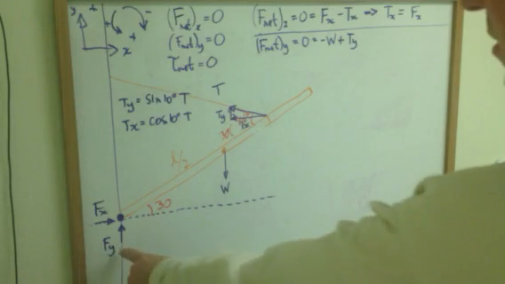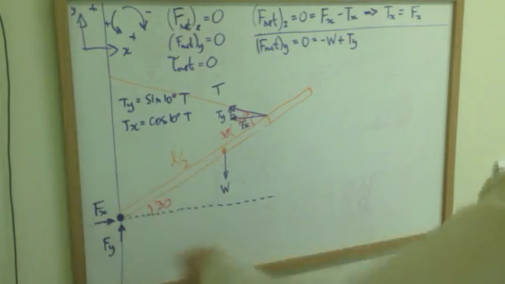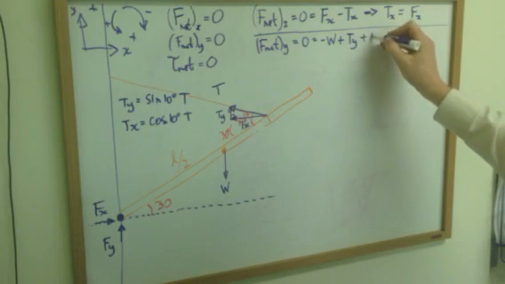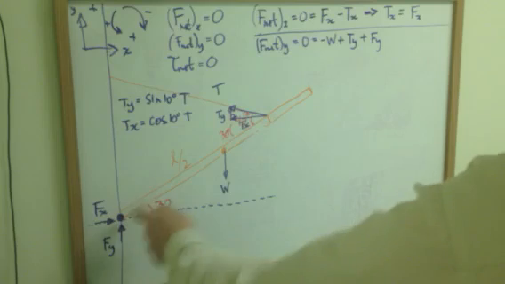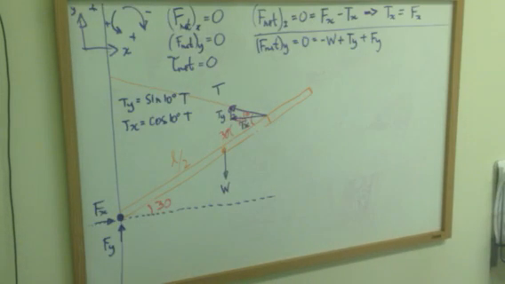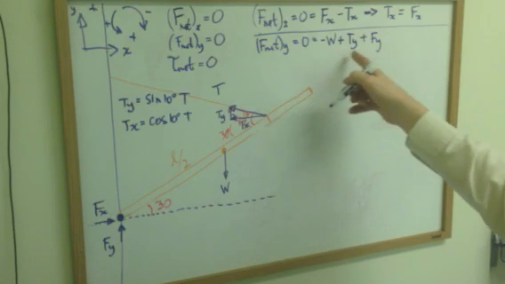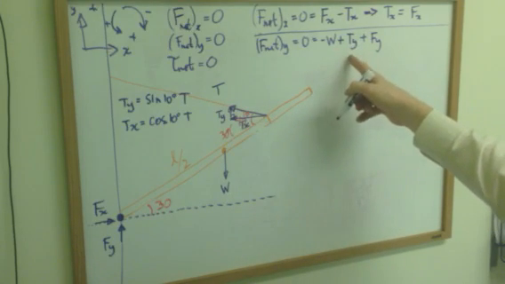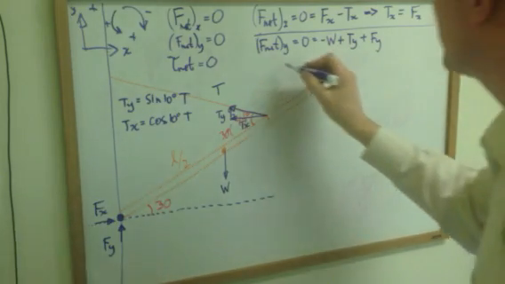And, well, I'm not sure what this is, but I'm going to put it down there, plus Fy. There could be some force up or down here at this pivot point. I don't know that value. It could be 0, could be positive, could be negative. I don't really know. I don't know this. I don't know that. I do know that. So this has a bit of information in it.